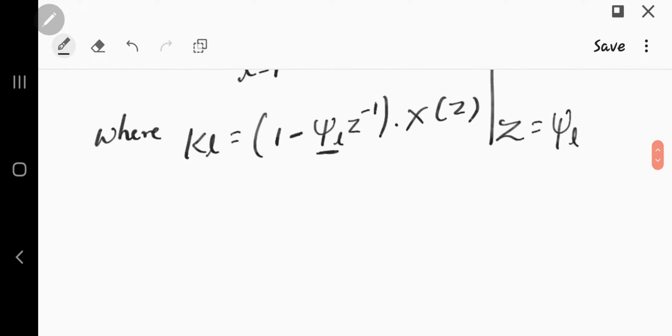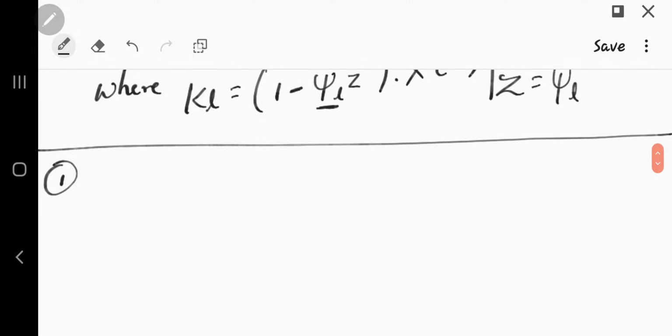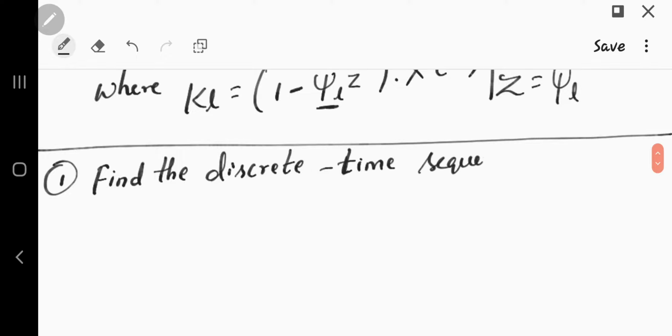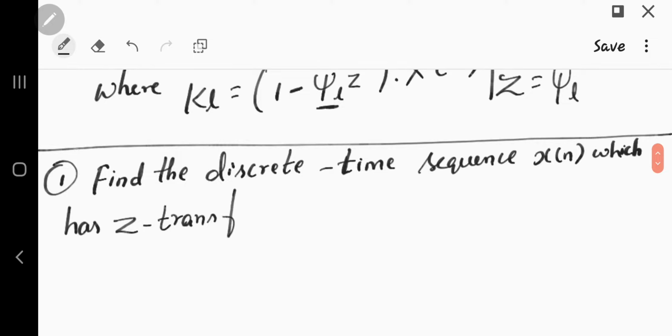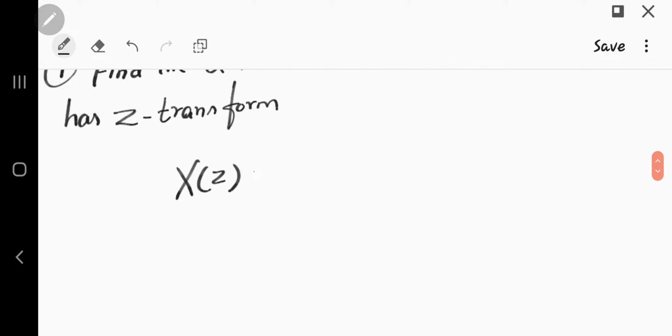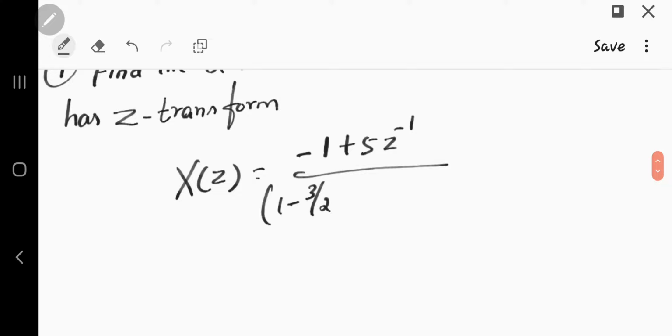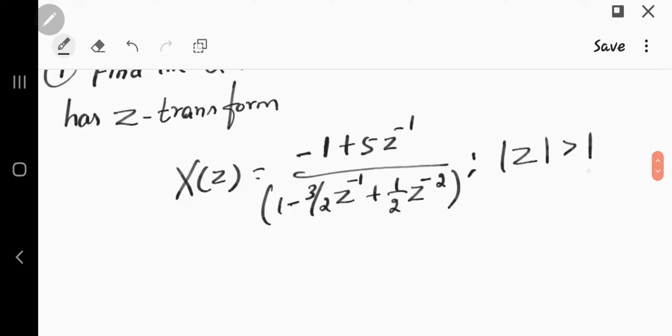Okay, so let's take some examples on this. Here it's given, find the discrete time sequence x of n which has z transform x of z is equal to minus 1 plus 5 z inverse divided by 1 minus 3 by 2 z inverse plus 1 by 2 z to the power of minus 2, and the ROC is given as z greater than 1.